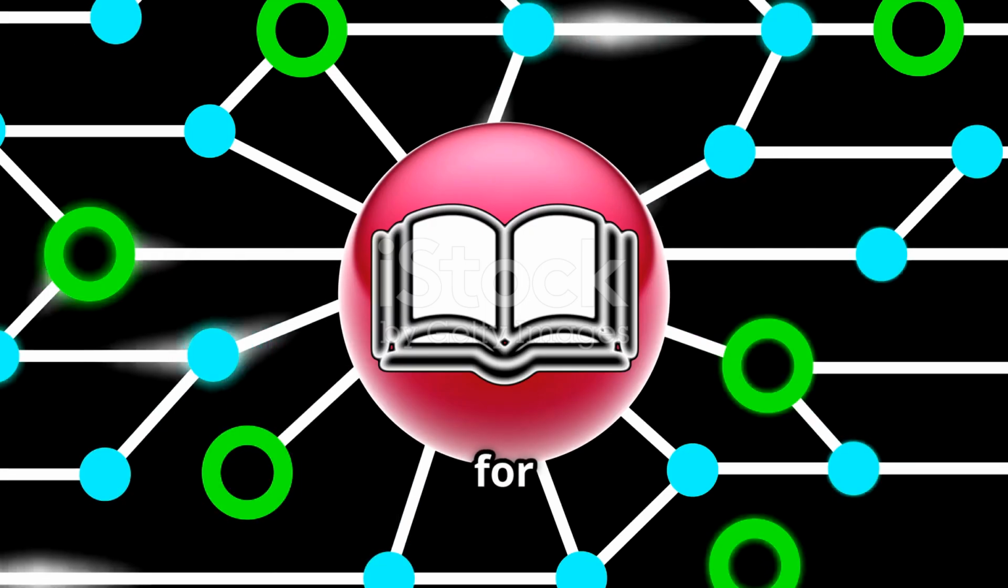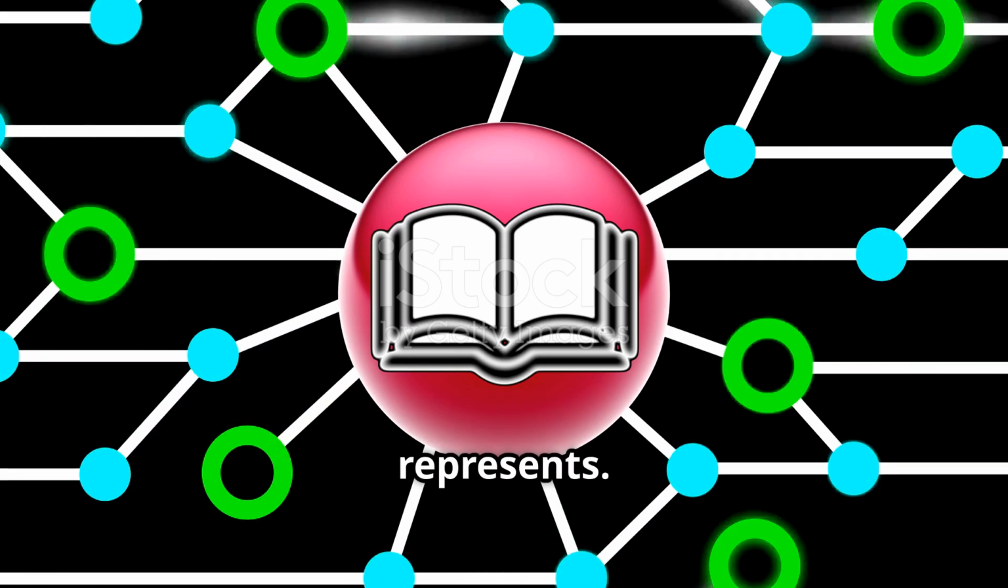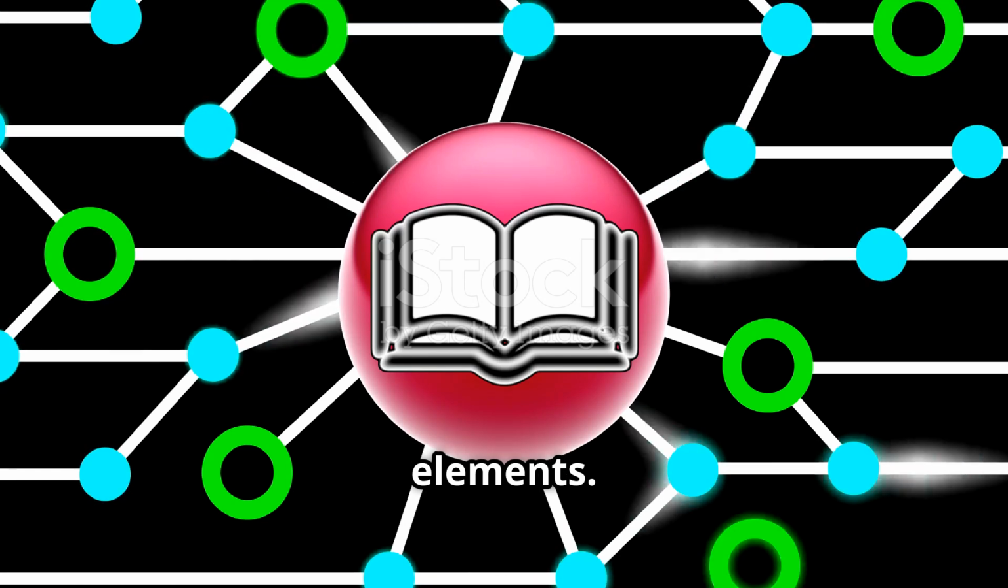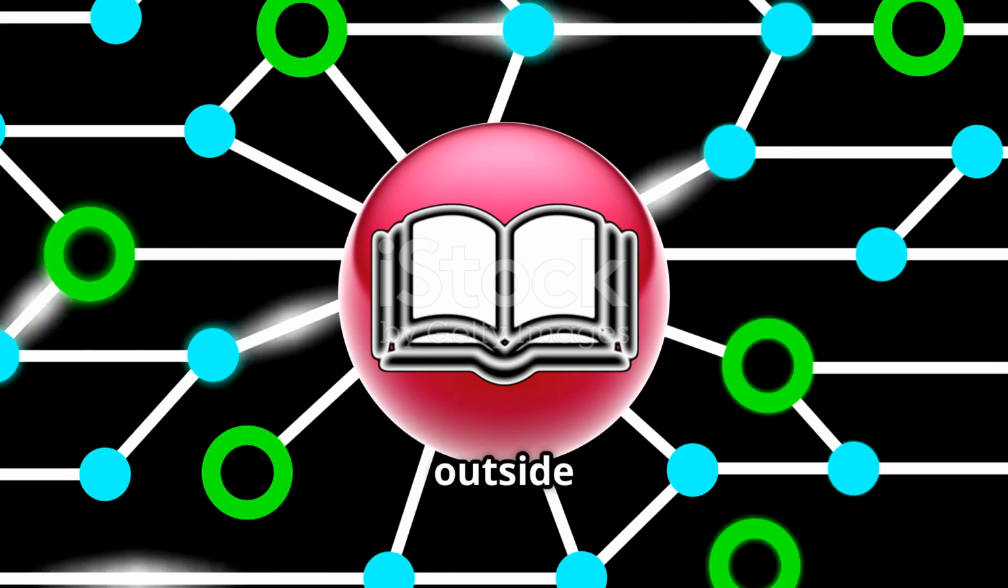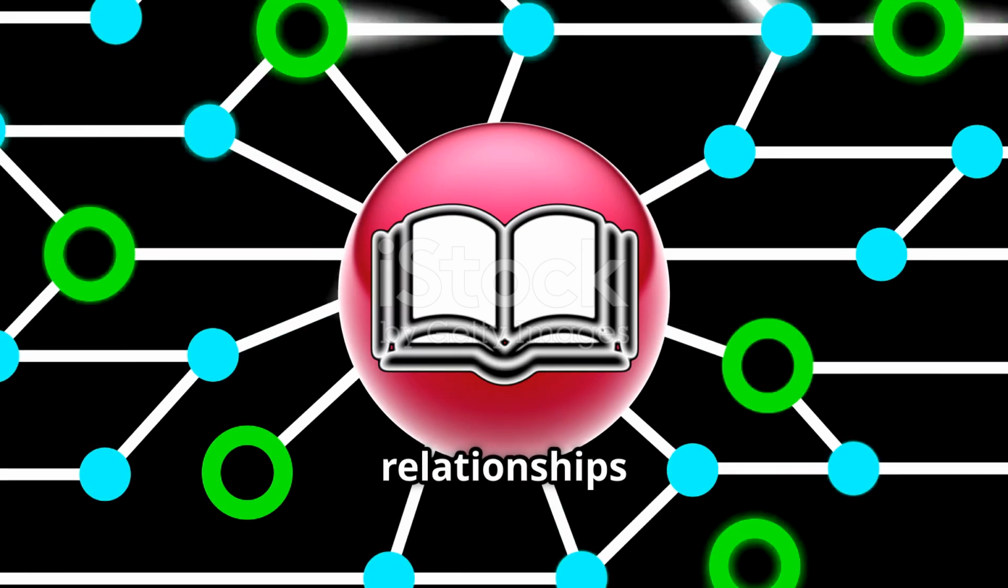Here are a few tips for reading Venn diagrams. 1. Identify what each set represents. 2. Look at the overlaps for shared elements. 3. Pay attention to the parts outside the overlaps. 4. Use the diagram to see relationships quickly.